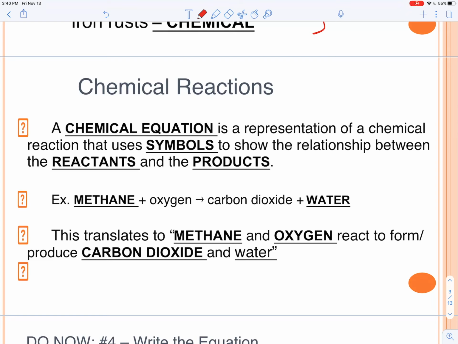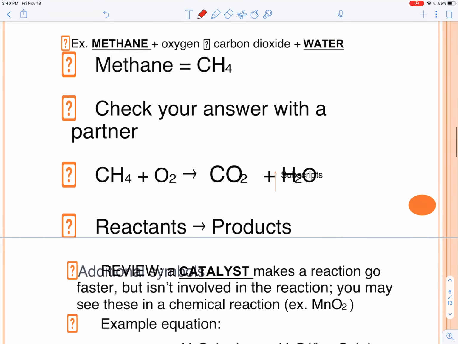Okay, so what is a chemical equation? It's a representation of a chemical reaction that uses symbols to show the relationship between reactants and products. Okay, so methane plus oxygen, arrow, carbon dioxide plus water. What this means is methane and oxygen react to form or produce carbon dioxide and water.